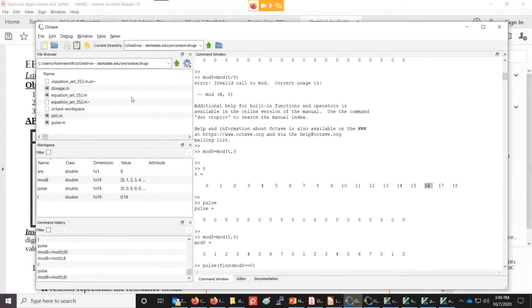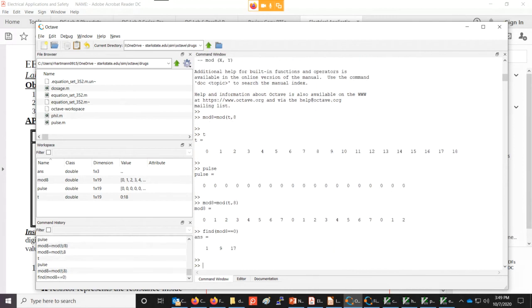Okay, and the 17th value is time there. All right, so we can just look at that before I execute it, right? So if I just do find mod A equal to 0, that's at 1, at 9, and it's 17 elements. And so what I'm going to do is at element 1, element 9, and at element 17, I'm going to shove in a 1.